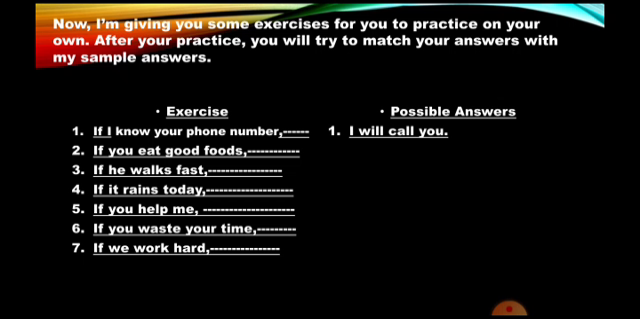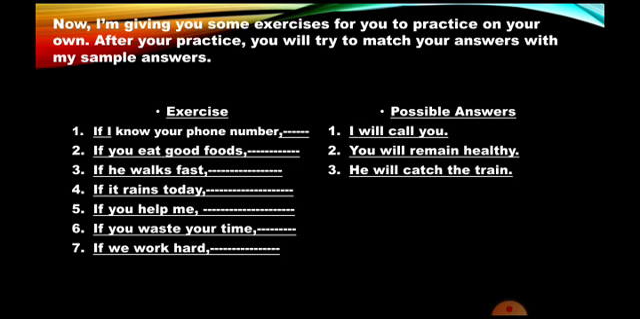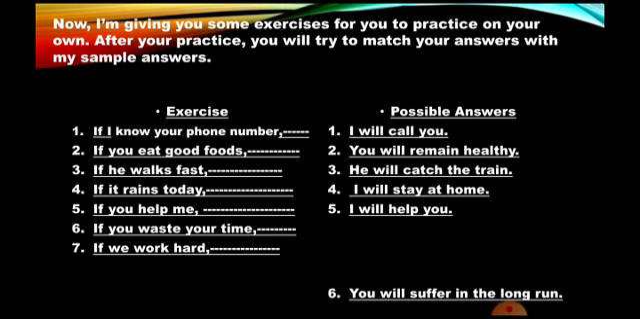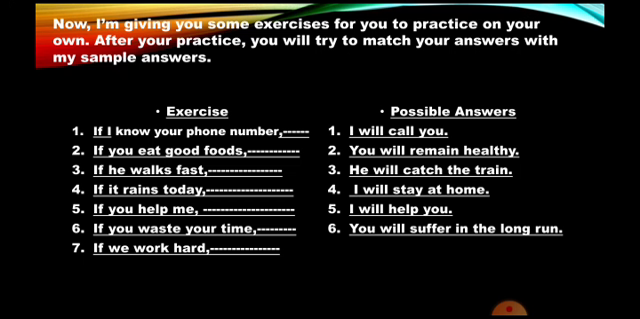The answer to the first exercise. If I know your phone number, I will call you. Number 2. If we eat good foods, you will remain healthy. Number 3, if he walks fast, he will catch the train. Number 4, if it rains today, I will stay at home. Number 5, if you help me, I will help you. Number 6, if you waste your time, you will suffer in the long run. Number 7, if we work hard, we will prosper in life.